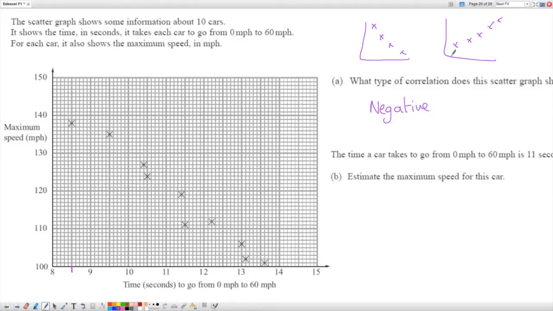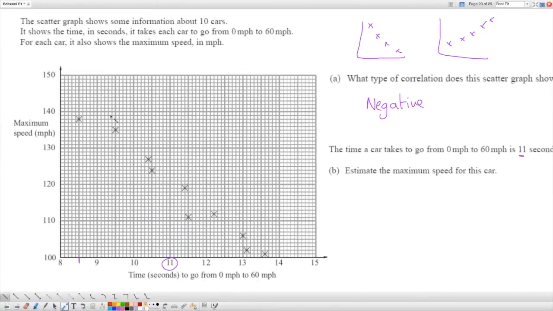For 2 marks, we're asked here now the time a car takes to go from 0 to 60 is 11 seconds. So finding 11 here, we then need to estimate the maximum speed for this car. You need to take your ruler out first and draw a straight line, a line of best fit. So going roughly through the points, we need to have approximately the same number of points below the line as above the line. Maybe just moving it slightly that way.